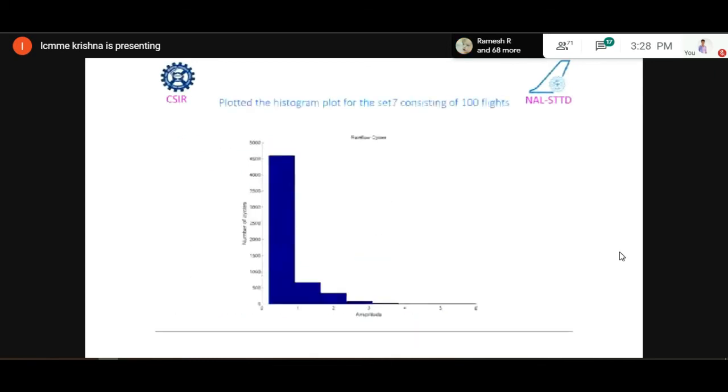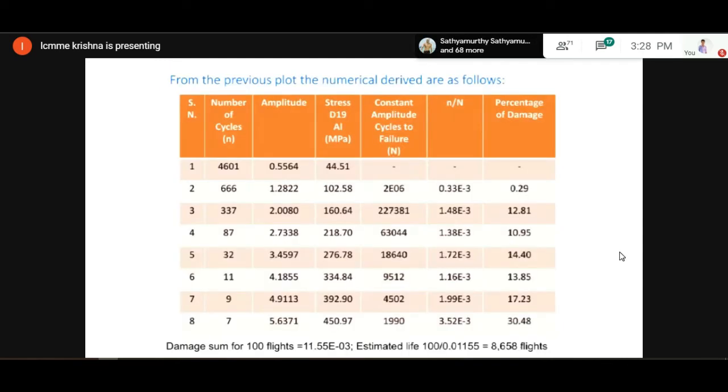So here I am showing one histogram plot for 100 flights consisting of variable amplitude load, how it looks like. Rainflow cycle counting has been done, and different blocks have been shown here. So here is the same problem continuing with the histogram where I have shown all the 7 blocks of loading and their amplitude.